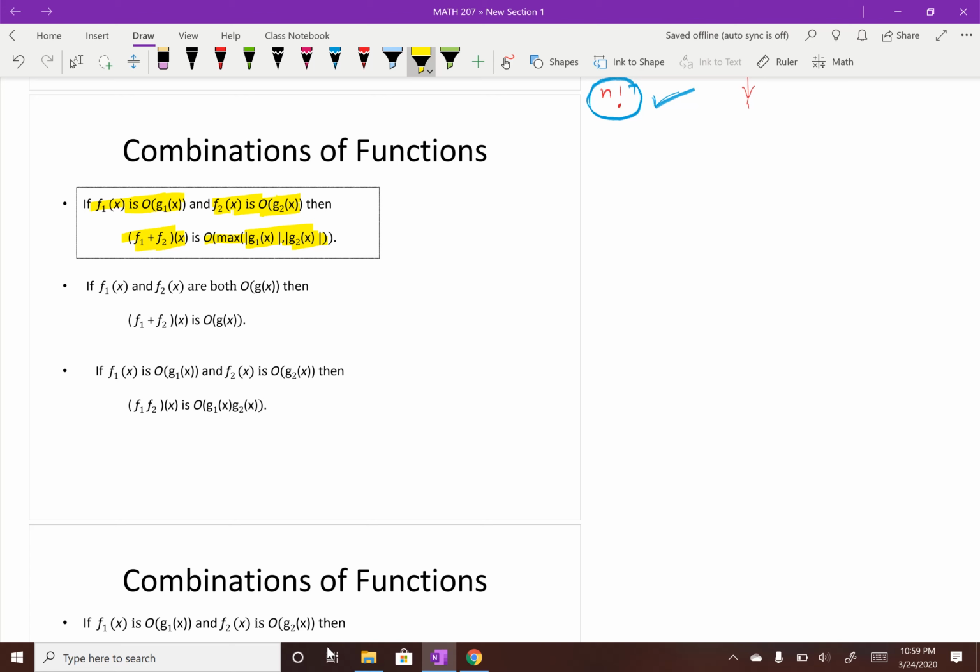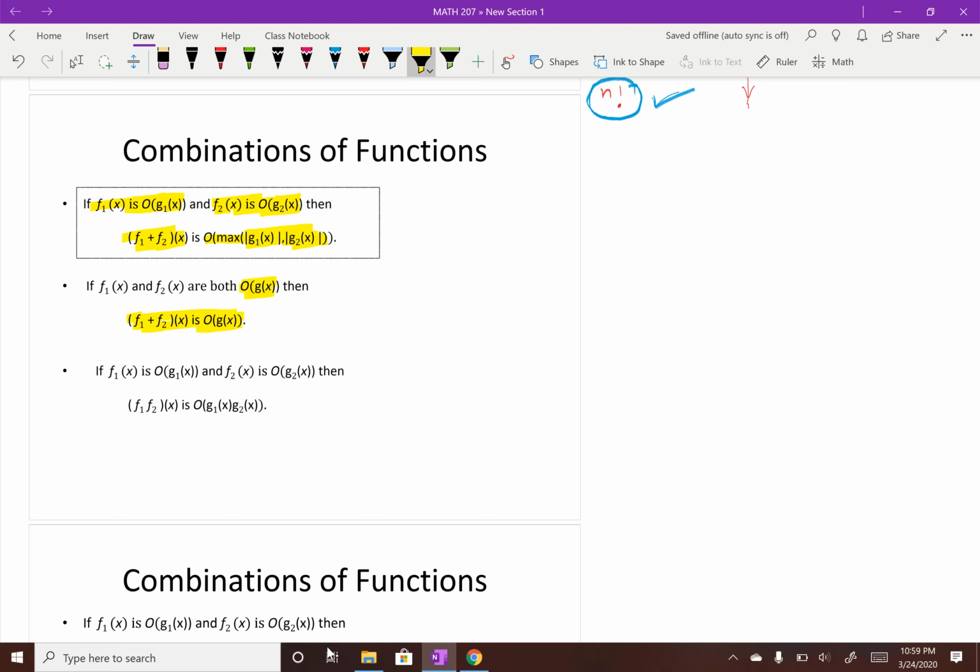Similarly, you can prove the result that if f1(x) and f2(x) are both big O of g(x), then the combination of these two functions is also going to be big O of g(x).